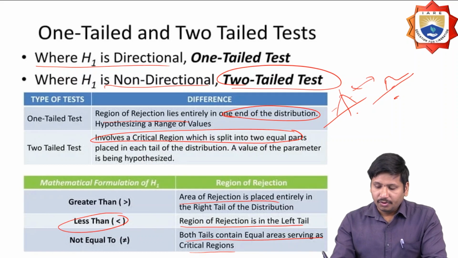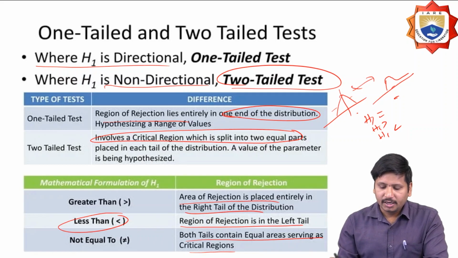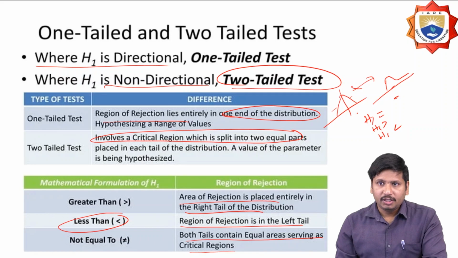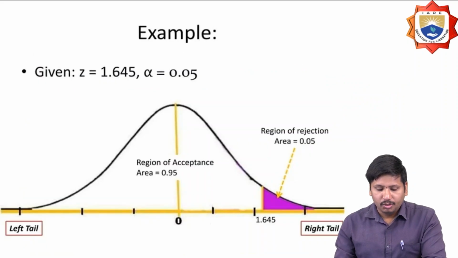So here H1 should have three cases: the equal to case, the greater than case, and the less than case. If it is greater than, the region of rejection is placed entirely in the right tail of the distribution, and if it is less than, the region of rejection should be in the left tail. If it is not equal to, then both tails serve as the critical regions. By seeing this, we can decide whether we are going to accept this.